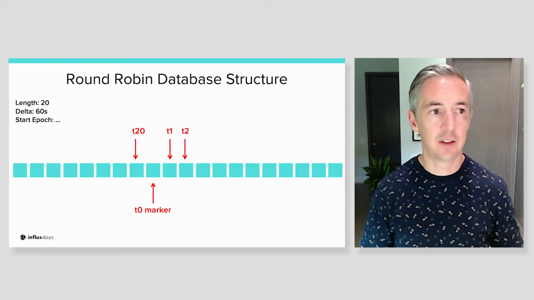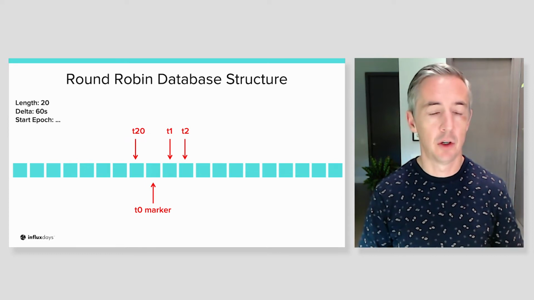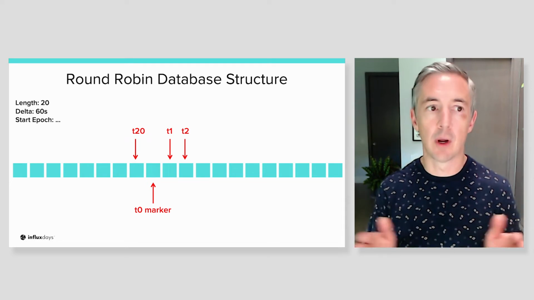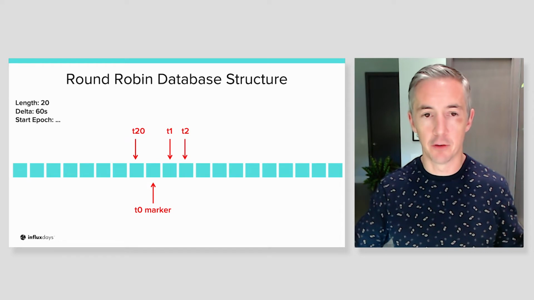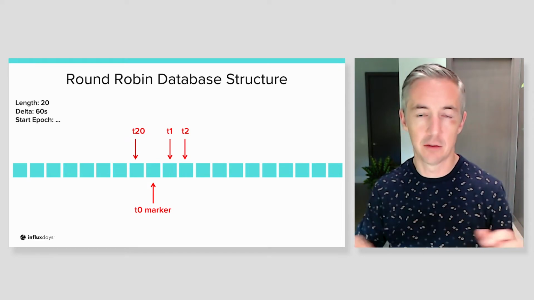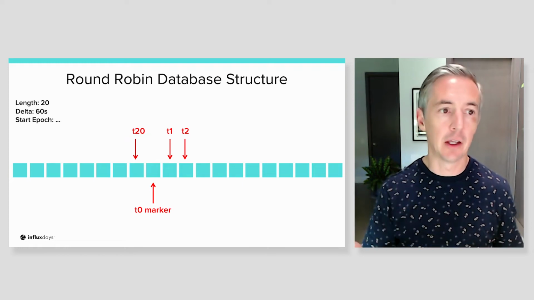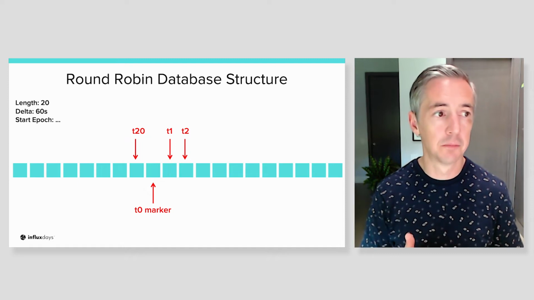RRD actually stands for round robin database. So basically, it's a file format structure for what's called a round robin database. In a round robin database, you have a fixed number of elements. Here in our example on the slide, we have 20 little boxes. Those are the different elements. In each of those elements is a value. It could be a float 64. It could be an int 64.